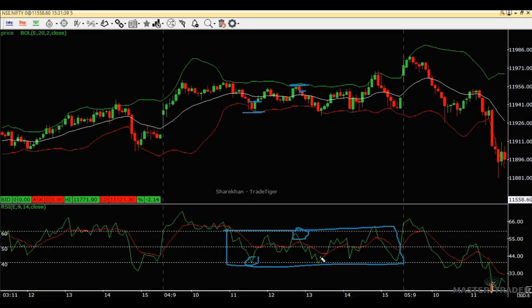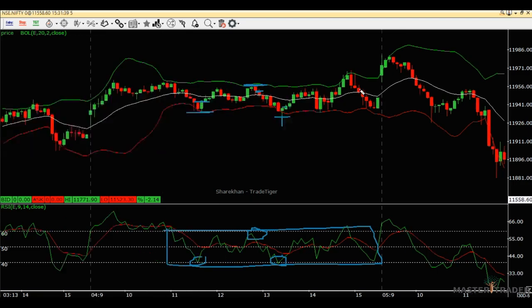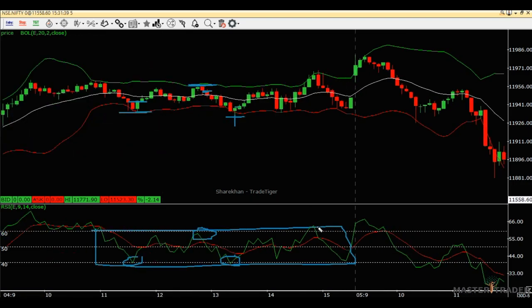Now again, RSI takes support at 40. We get a hammer here at the lower band, highly bullish signal. You enter, and you can book profits up there, right? And this is your stop loss. Okay, you can see here RSI takes resistance at 60. We get a bearish engulfing, this inverted hammer, and price falls.